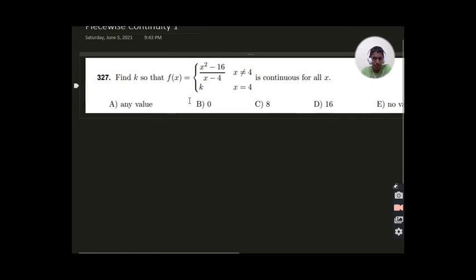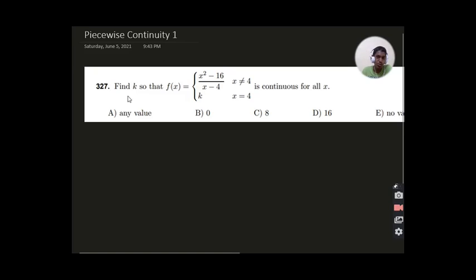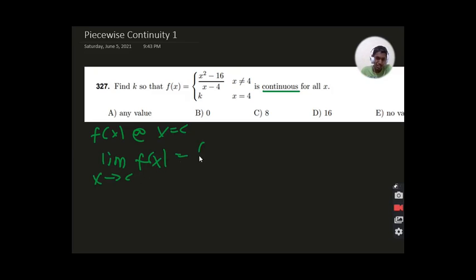Okay, so we're going to be doing a fair amount of these piecewise continuity problems because they are very, very common on the AP exam. You will probably get at least one. So let's see. Find k so that this is continuous for all x. So what does continuous mean? Let's just recap. For f of x at some point x equals c, the limit as x approaches c of f of x has to equal f of c, and both of those must exist.